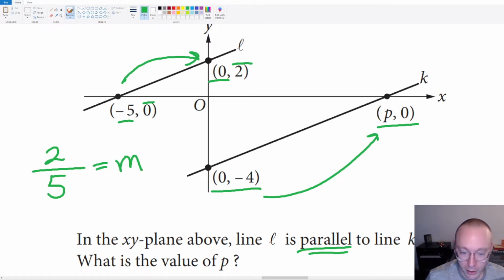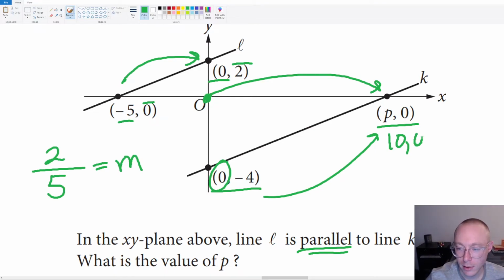So we already see what the y coordinates are doing. They're going up by 4, and we're going to have to now go 10 units to the right with respect to the x-axis. If we're starting at 0 on the x-axis and we go 10 units to the right, that just means we're going to be at (10, 0). And this is a way of quickly finding out that P is equal to 10.